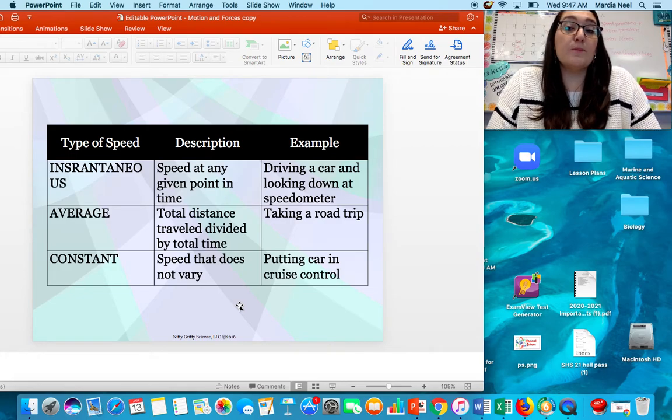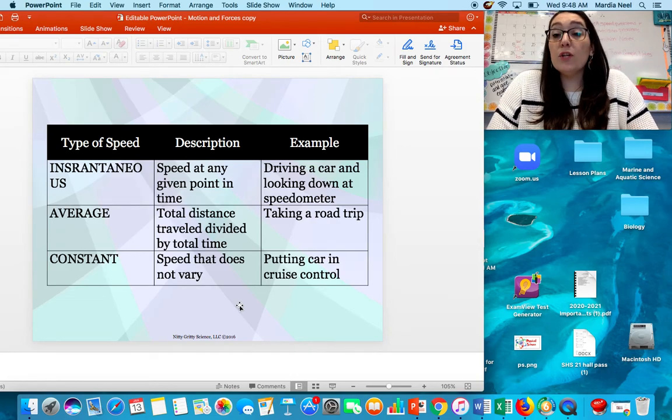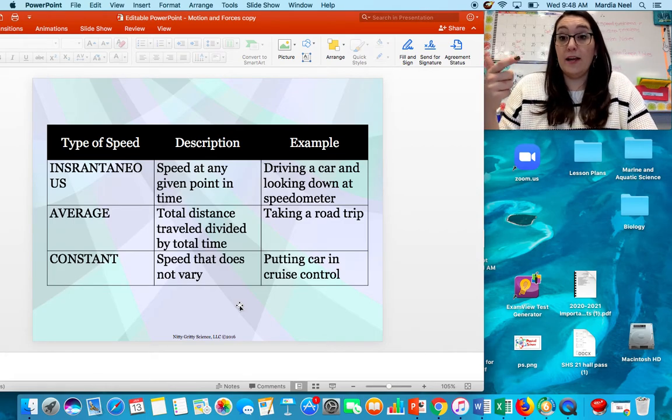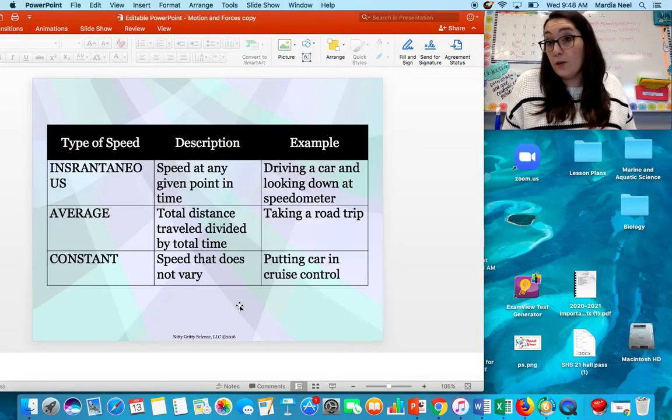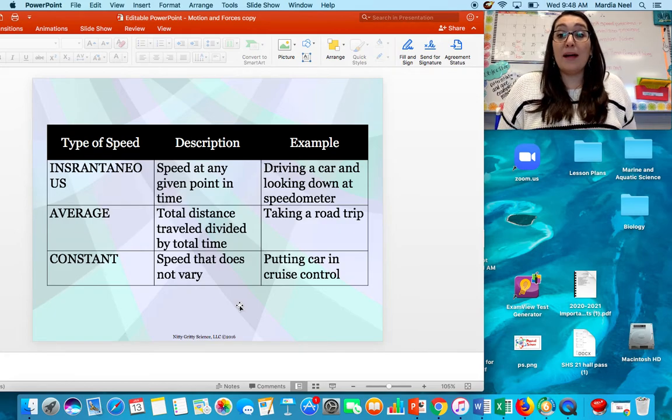So that's where our speed formula comes from. And whenever we use our speed formula, we're calculating average speed. We're not calculating instantaneous speed. Instantaneous speed is speed at that very given moment. If you look down at your speedometer, it gives you your instantaneous speed. How fast are you going at that moment? If a cop has a radar gun and they say you were going 60 in a 30, ma'am, that's my instantaneous speed. It's not my average speed.